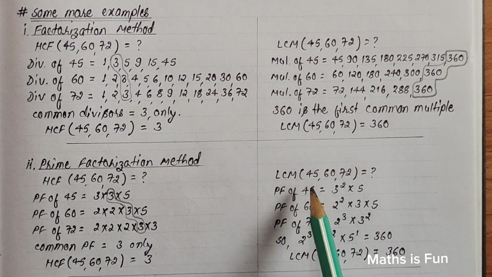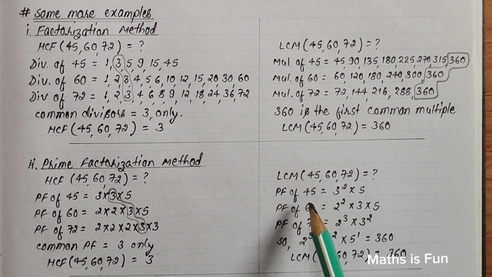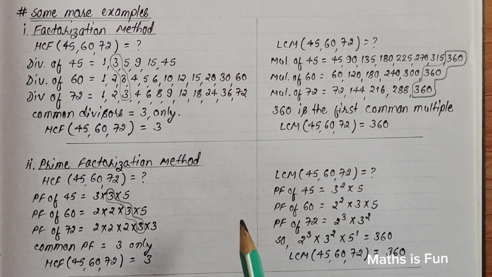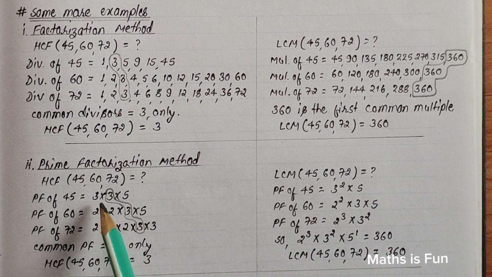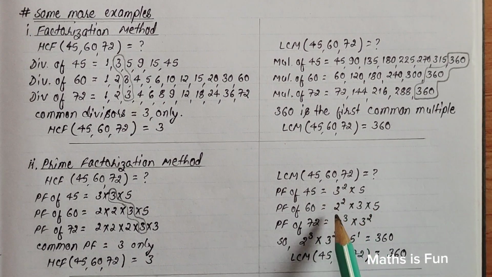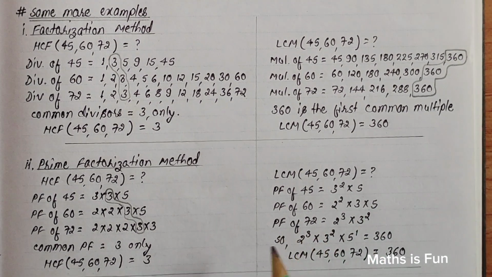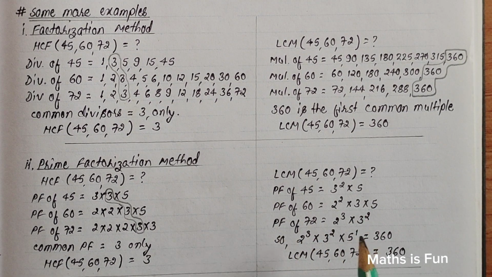Then we'll move to the LCM of 45, 60 and 72 using prime factorization method. We'll write the prime factors of 45 as we have already written in our HCF. So prime factor of 45 is 3 to the power 2 into 5. Prime factor of 60 is 2 to the power 2 into 3 into 5. Prime factor of 72 is 2 to the power 3 into 3 to the power 2.